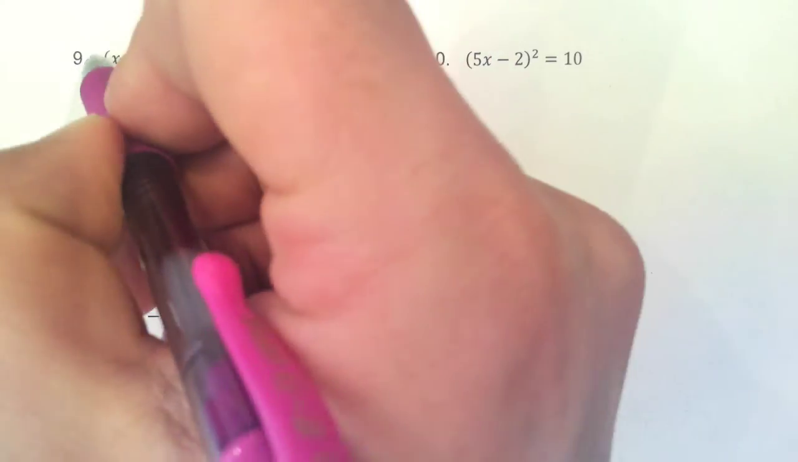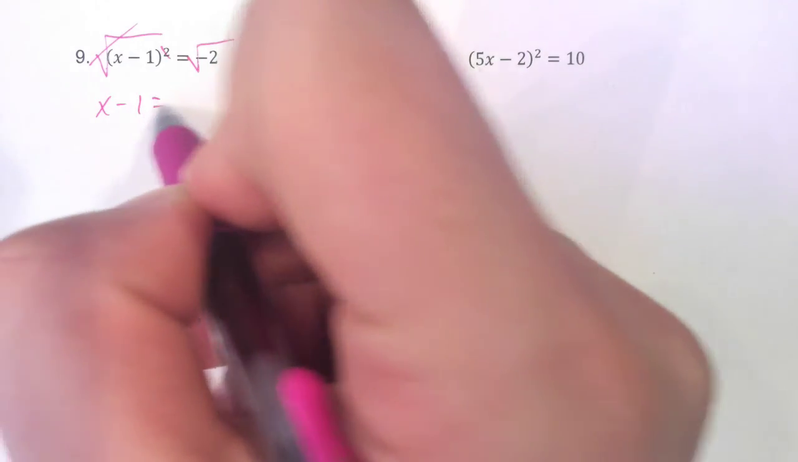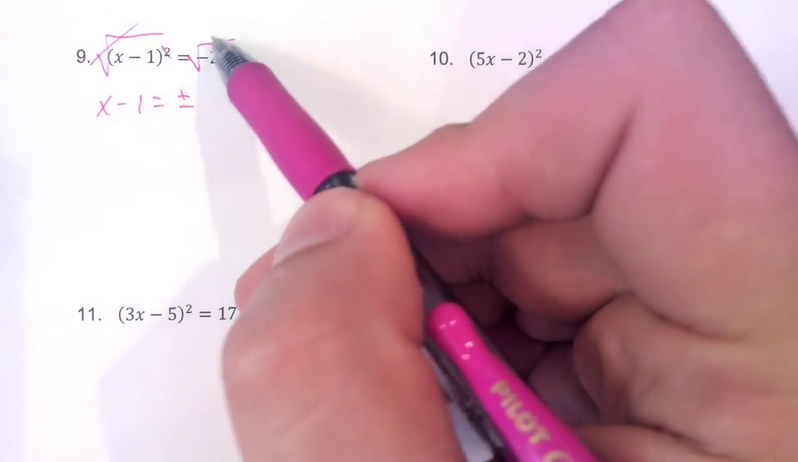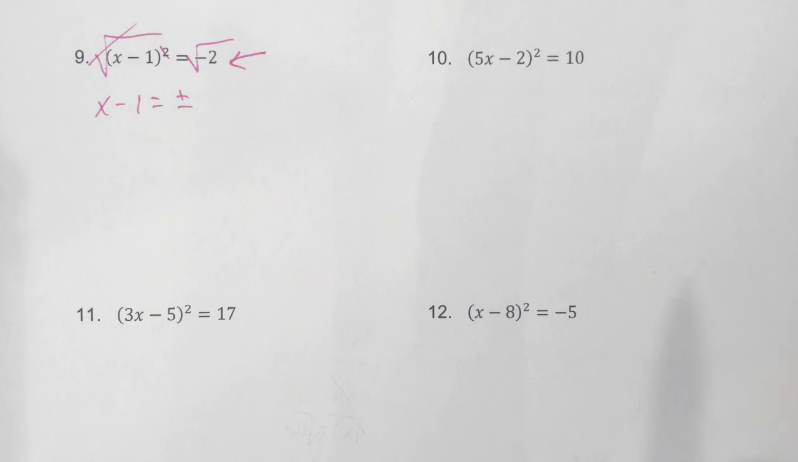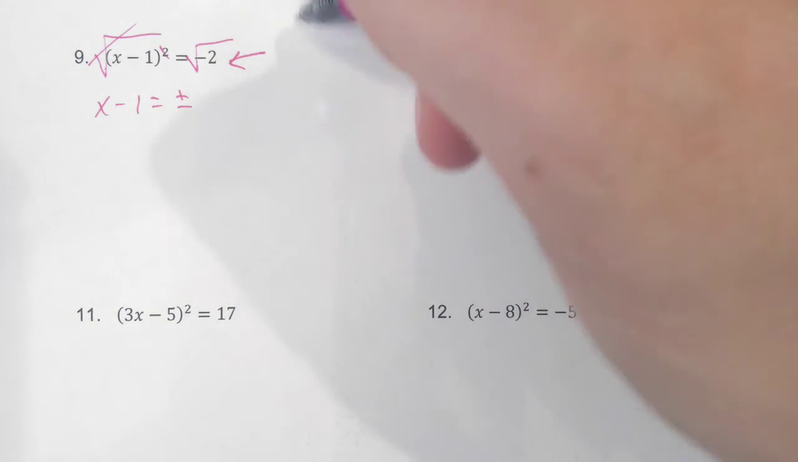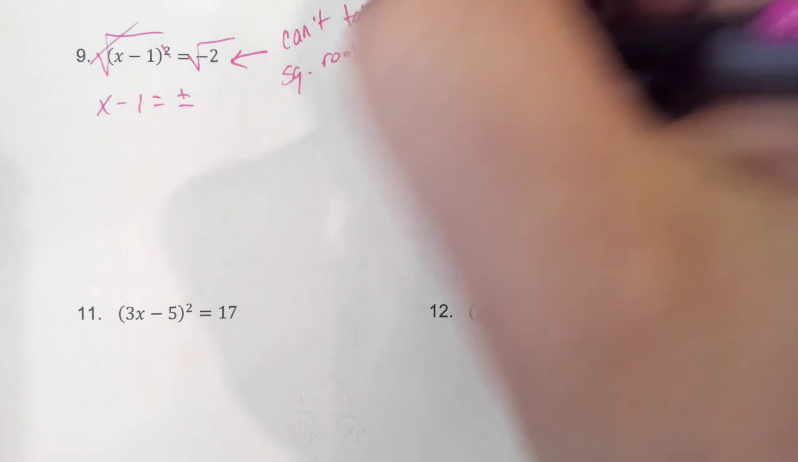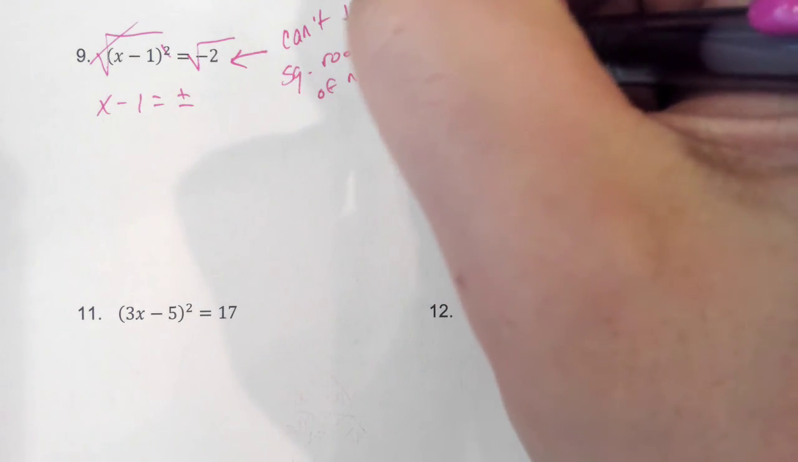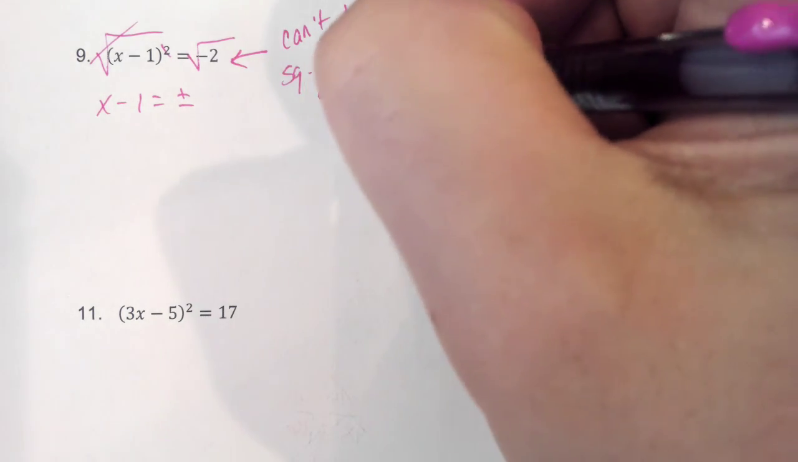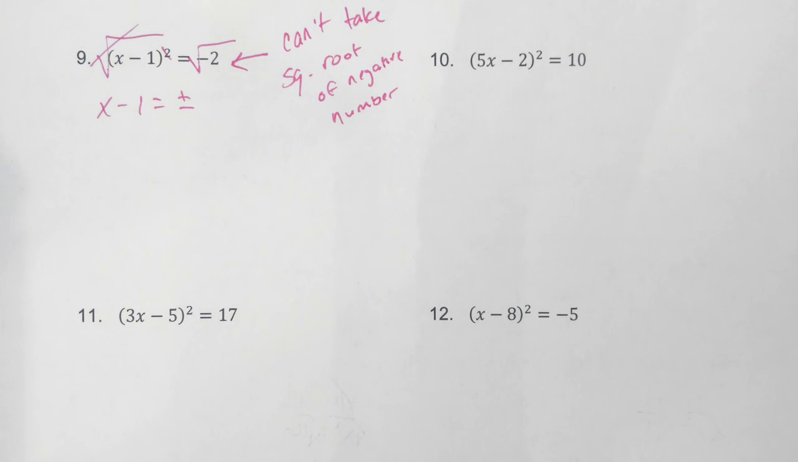This one, square root both sides. Those cancel each other out. X minus 1 equals plus or minus, oh, look at that. The square root of a negative number. You should remember that you can't take the square root of a negative number. So what happens in this case?